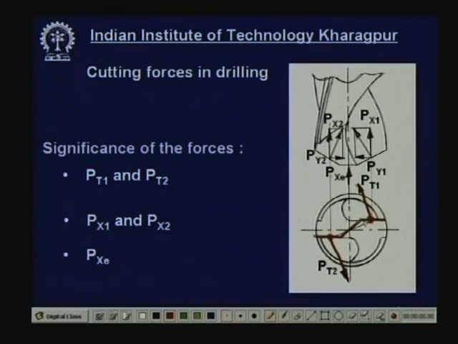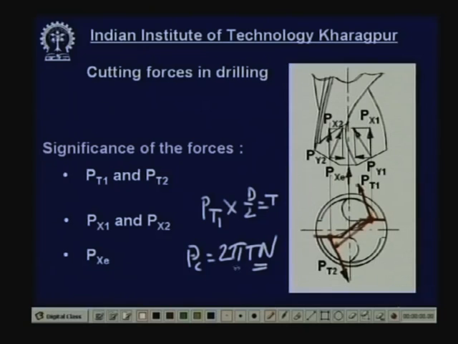Now, this tangential force multiplied by this distance will give you the torque. So, if you want to determine the torque, then this Pt1 has to be multiplied by this distance, the average radius, or you can say d by 2 if d is the diameter of the drill. So Pt multiplied by any one, say Pt1 into d by 2, will give you the torque. This torque is essential for design of the cutting tool, spindle, bearings, and so on. And then power consumption, what is power consumption? Pc is 2 pi T n. What is n? N is the RPM of the drill, the rotating speed of the drill, and T is the torque.